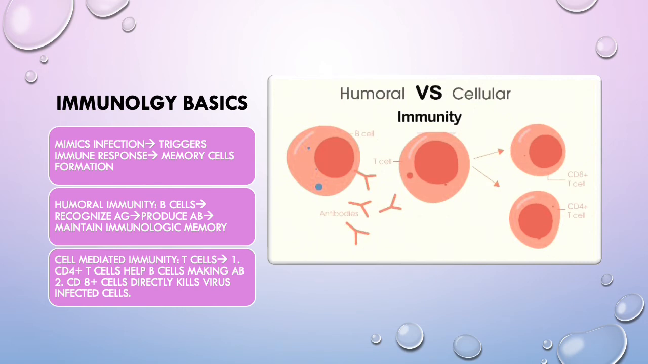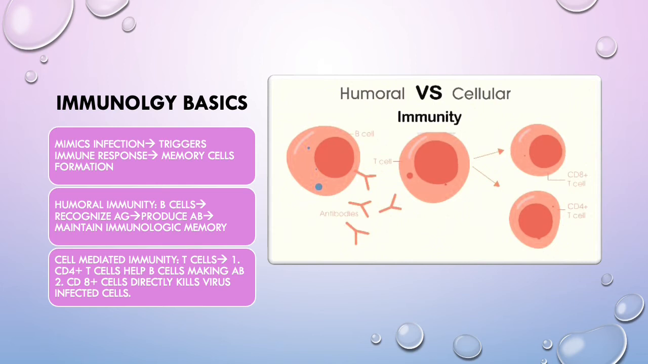So first of all, a little basic overview of the immune system so we can understand how vaccines work. A vaccine really mimics an infection. So we introduce the substance into our body. It will trigger an immune response where memory cells are formed, and these memory cells then stay in our body and will protect us from infections.